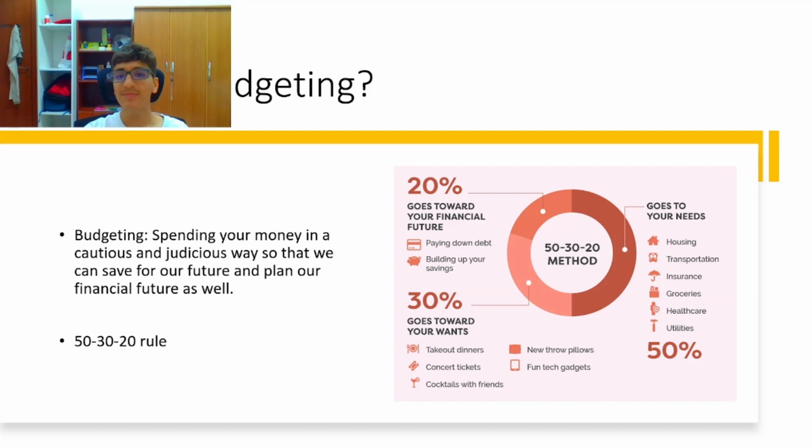What is budgeting? So basically, spending your money and saving your money and controlling your money in such a way that you have enough money to save, and you can use this money in the future for when you need something like buying a car or buying a house. So budgeting is when you earn money and then you spend it on your needs, your wants, and finally you save it. So we have this 50-30-20 rule, which is 50% on your needs, 30% on your wants, and 20% on saving. So let's get started into what is needs, wants, and saving.